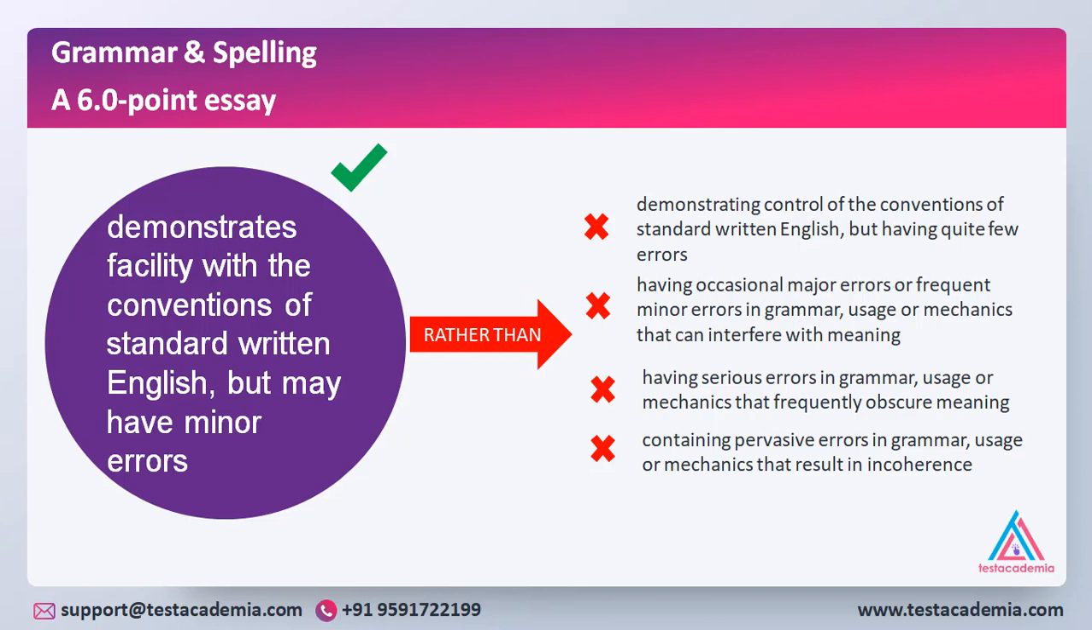If you have occasional major errors or frequent minor errors, then usage or mechanics can interfere with the meaning. For example, if you consistently make subject-verb agreement mistakes, or mistakes with plural and singular, or tenses, especially tenses, these will hinder the correct understanding of the concept, and that would definitely reduce your band. Having serious errors in grammar, usage, or mechanics that frequently obscure the meaning will also be penalized. Pervasive errors in grammar, usage, or mechanics that result in incoherence should be avoided.